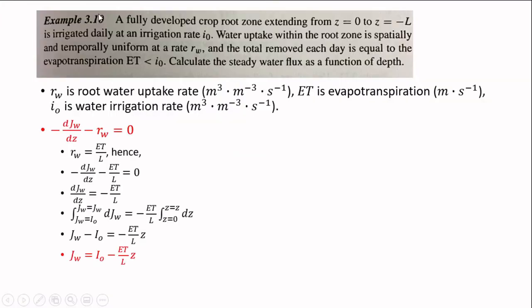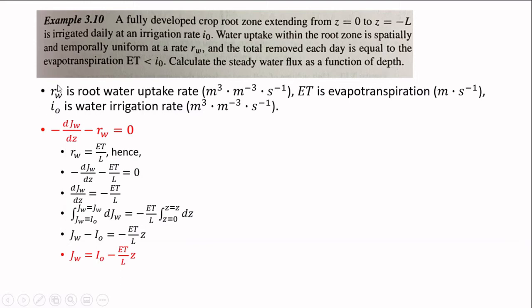Okay, let us look at example 3.10. A fully developed crop root zone extends from z equals 0 at the surface to z equals negative L into the depth of the soil, and is irrigated daily at an irrigation rate of I0. Water uptake within the root zone is spatially and temporally uniform at a rate of RW, and the total removed each day equals the evapotranspiration ET, where ET is less than the irrigation rate. Now calculate the steady water flux as a function of depth.